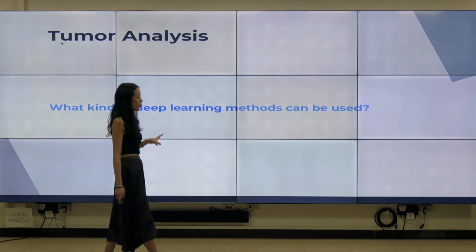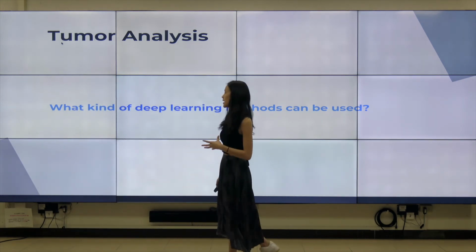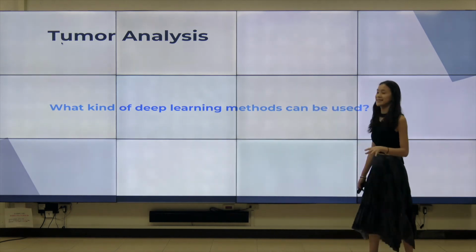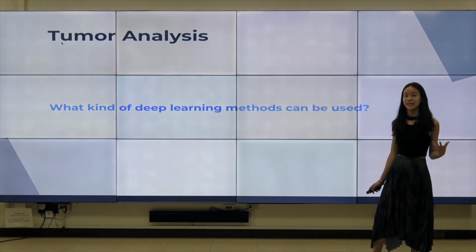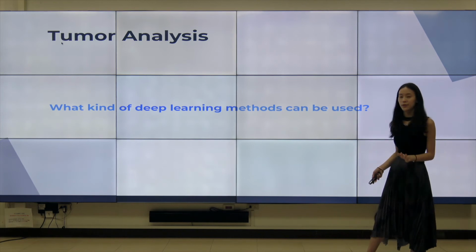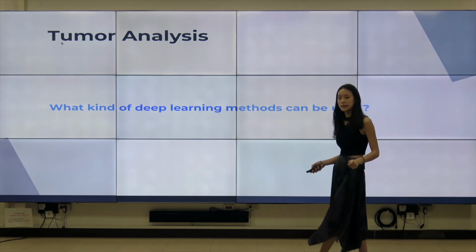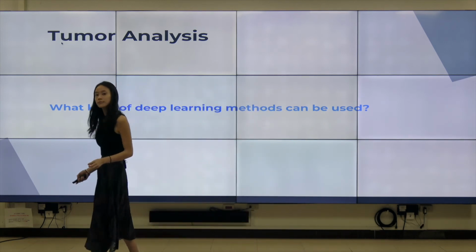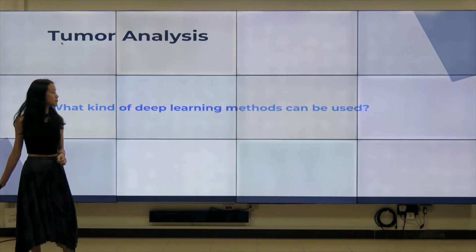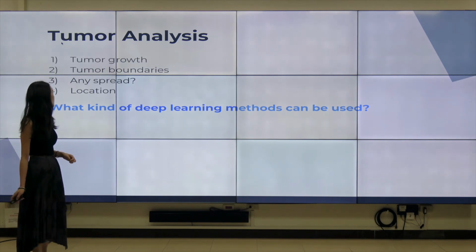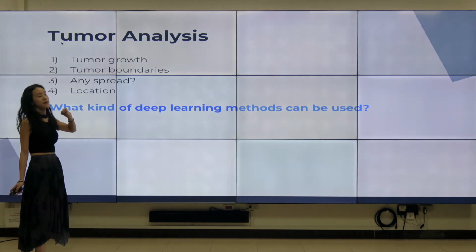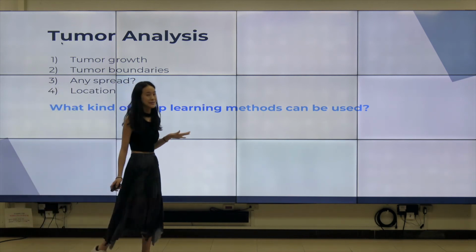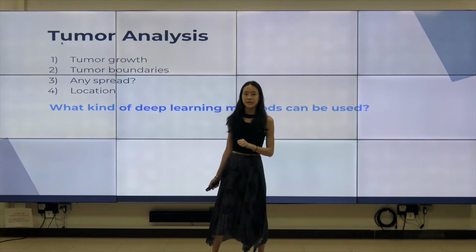So what kinds of deep learning methods do you think you can use in prognosis? This is an open-ended question that I'd like you guys to consider right now. I'll give you about 10 seconds to walk through this. Think about these 4 components first, or if you guys are still stuck on the deep learning methods, let's go back and talk about these 4 things.